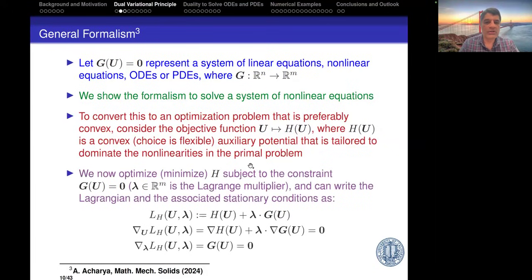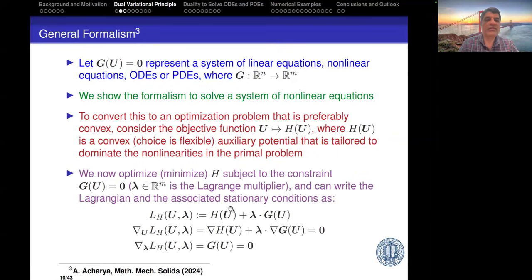Okay, now how do you go about doing this, right? So what is the step? You optimize h, which you have chosen, subject to the constraints g of u is equal to 0. So you think of the equations, whatever is prescribed here, either linear equations, nonlinear equations, or PDEs, or anything else, as the constraint. And associated with that constraint are what are called Lagrange multipliers, which also live in R^m because g is in R^m. So you have m equations, so m Lagrange multipliers.